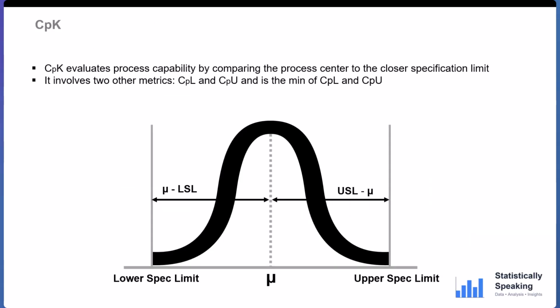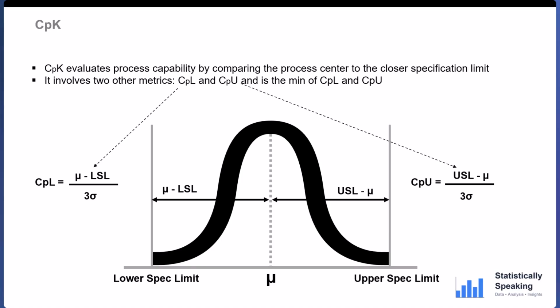Now CPK is pretty similar to CP, but there's one difference here. The difference is that it uses process centering. So it uses CPL and CPU. The L and the U stand for lower and upper, and it's typically the minimum, whichever is lower, that ends up being the CPK of the process.